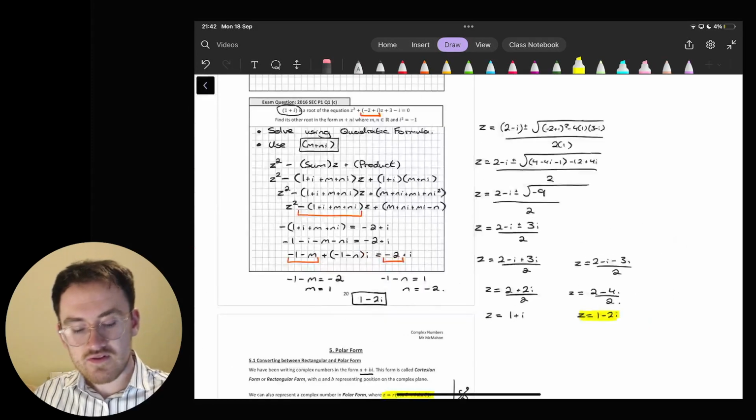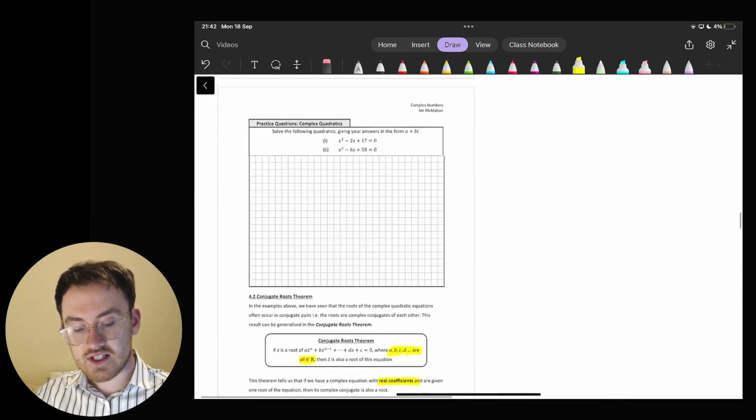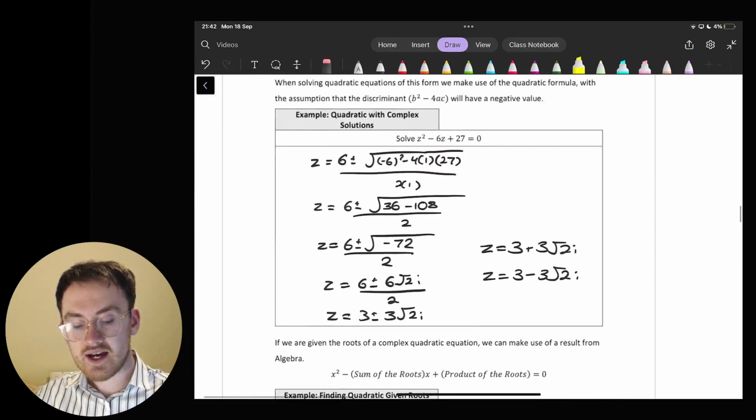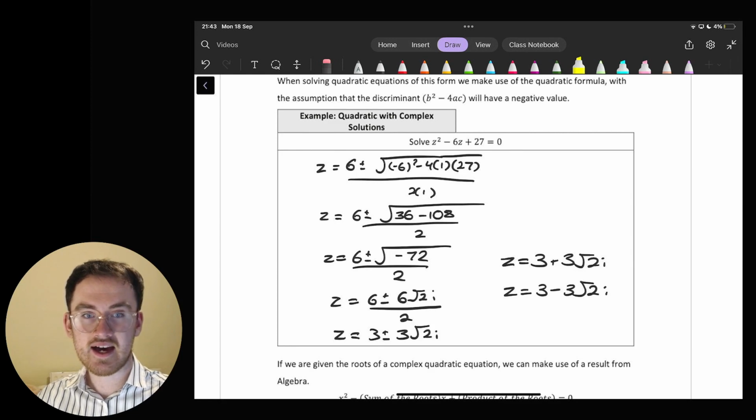So I suppose there's a fair bit in all of that. The key things that we've looked at are the quadratic formula and applying that to our complex solutions. So getting that square root of a negative number and then that including the i part, and that's how we end up with those complex roots.